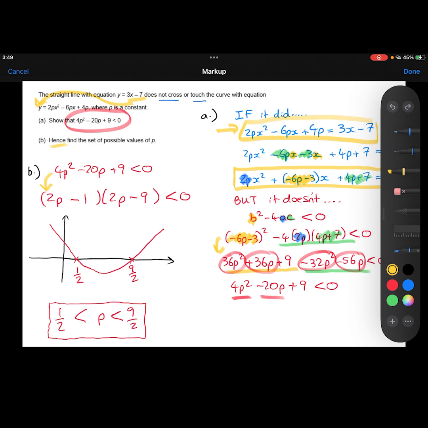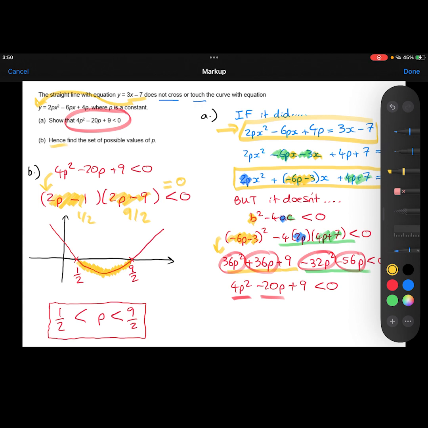Anyway, once you've found the 1/2 from this bracket here, and the 9 over 2 from this bracket here, or you have found them from using the quadratic formula, once you've found those two values where the quadratic would equal 0, I'm then going to draw my graph, because I don't want to find when it's equal to 0, I want to find when it is less than 0, which is all of the values in between 1/2 and 9 over 2. So I've drawn my graph.